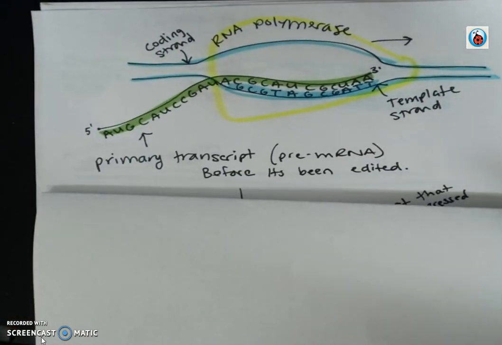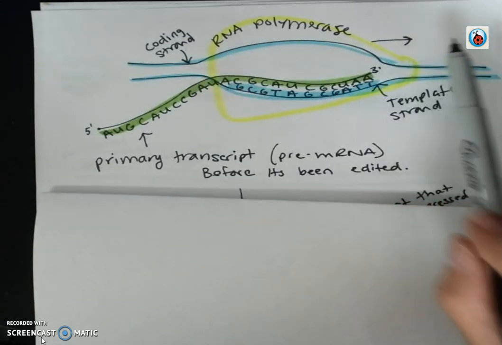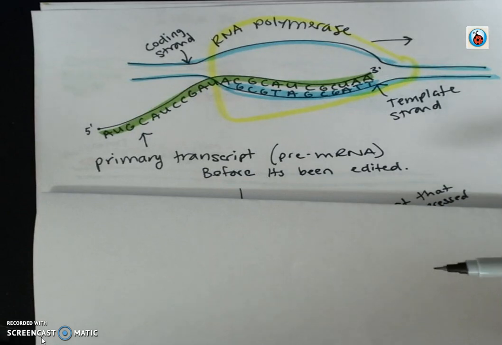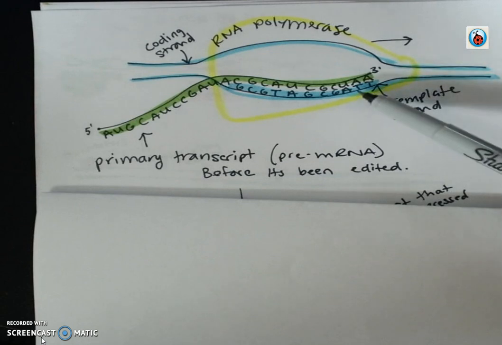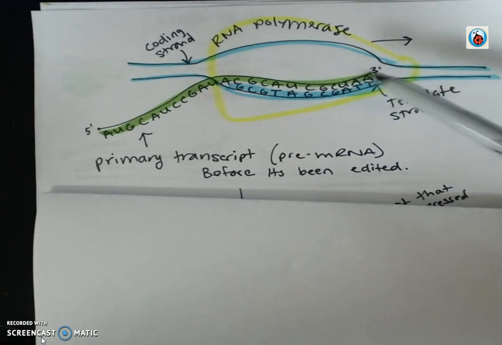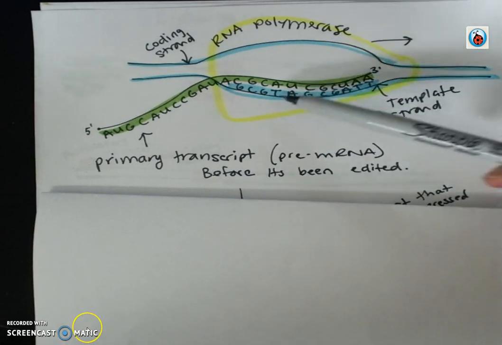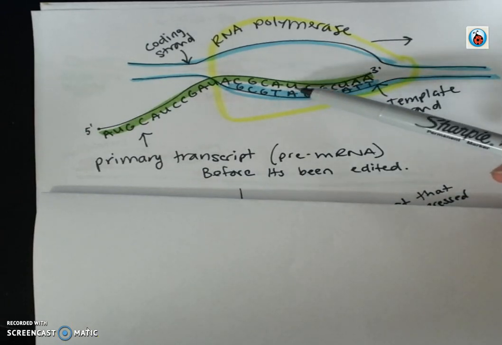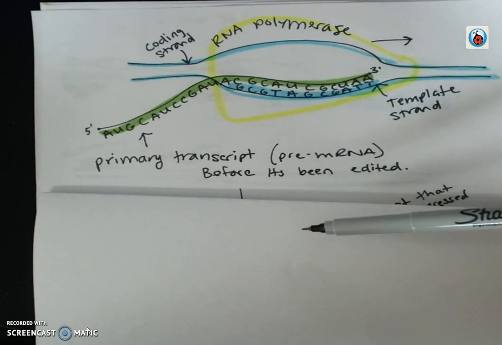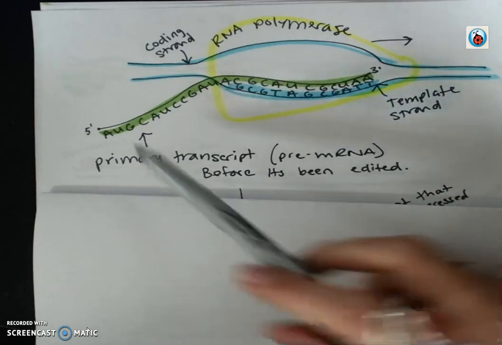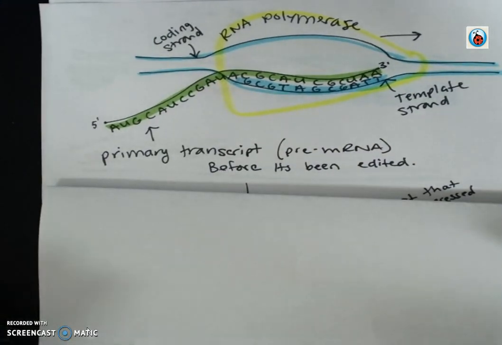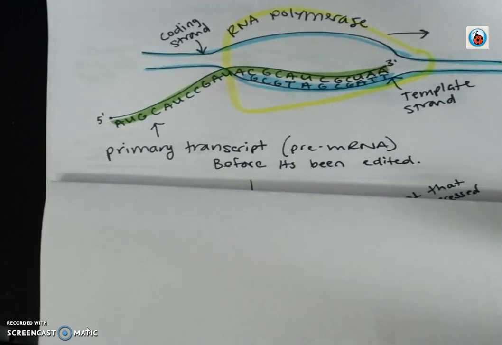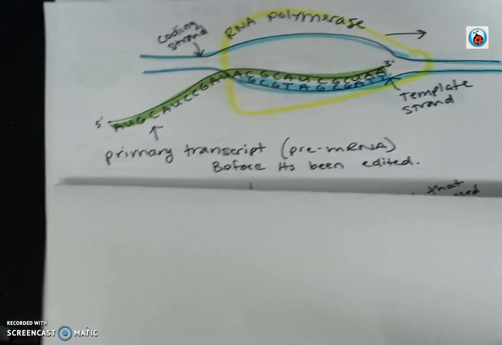As the primary transcript is made, moving in this direction, RNA polymerase can add to the 3' end. The template strand is the strand of DNA that's being transcribed and used to build the code of RNA. You'll notice that there's a T in DNA, but where you'd expect a T in RNA, it's a U. The strand that's not being transcribed is called the coding strand. Here we have the primary transcript, which is basically the pre-mRNA before it has been edited.